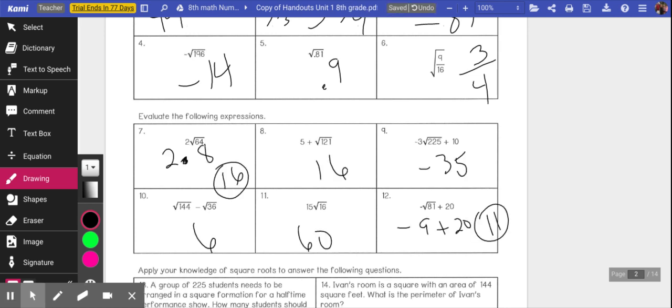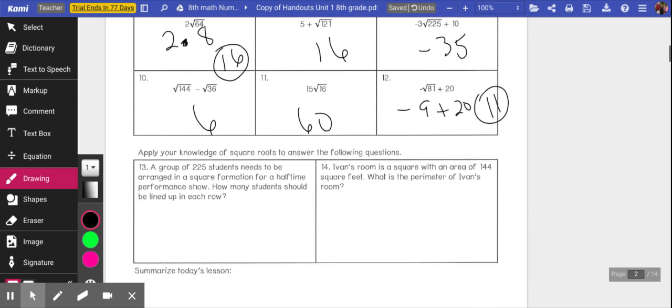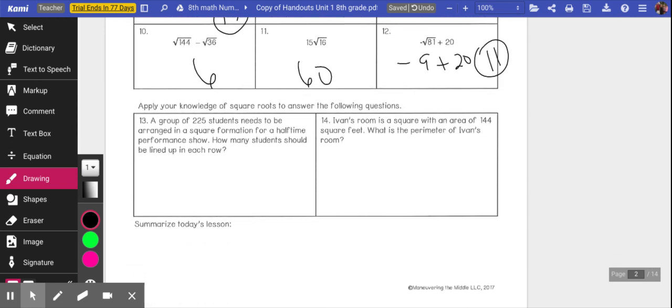Okay, so hopefully you got what I did. If you didn't get these, pause the video again, try to figure it out, ask someone or ask me. And then we have a couple story problems. It says, a group of 225 students needs to be arranged in a square formation for a halftime performance show. So I'm just going to draw that, knowing that's a rectangle, but anyway, we have 225 students here. How many students should be lined up in each row?